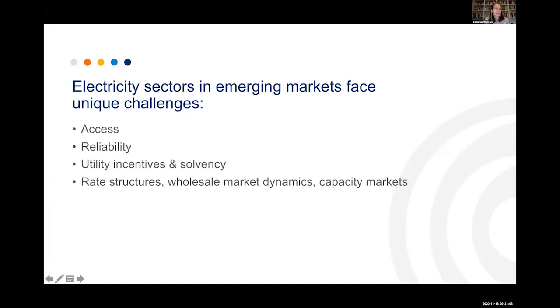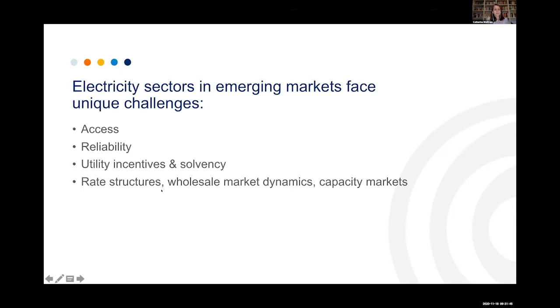Another issue that I think is somewhat unique to emerging markets is reliability, and I'll talk about this in a second, although California recently has been experiencing some fire-related reliability issues. Also, issues of the utilities' incentives, the state-owned utilities in a lot of cases, the issues around their solvency and issues of losses, technical and non-technical losses. This is something that is uniquely an issue in electricity sectors in emerging markets.